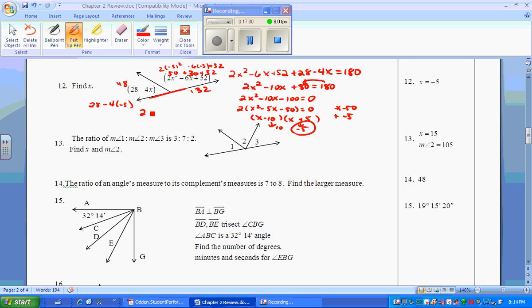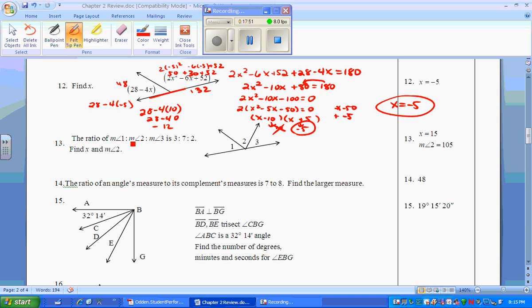Let's try 10. So we get 28 minus 4 times 10. Well, that's 28 minus 40. So that's a negative value. So 10 doesn't work. The only answer is x equals negative 5.